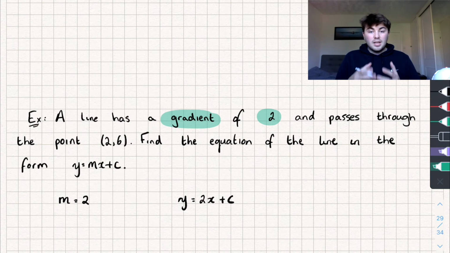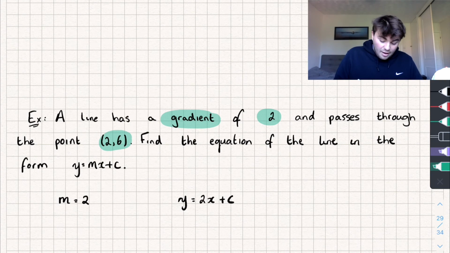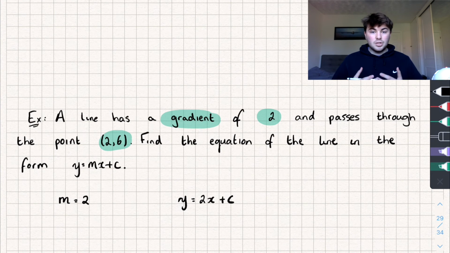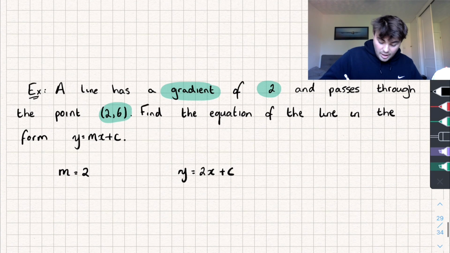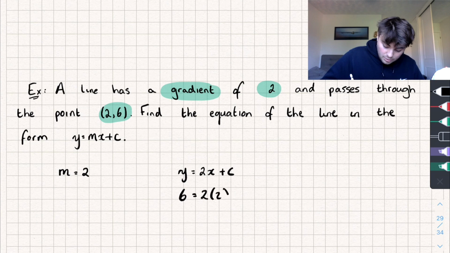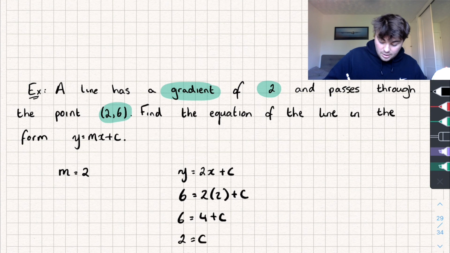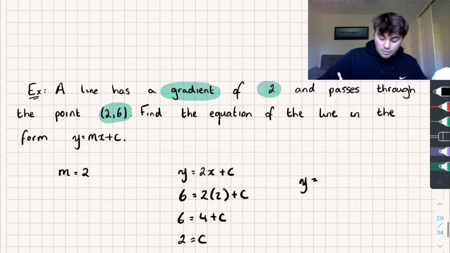And so we haven't been given a graph this time to look at, but we have been given a point on the graph, so let's substitute those values of x and y in, and we get that 6 is equal to 2 multiplied by 2 plus c, and so we get 6 is equal to 4 plus c, and then rearranging for c, we get 2 is equal to c. And so we get the equation of the straight line, y equals 2x plus 2.